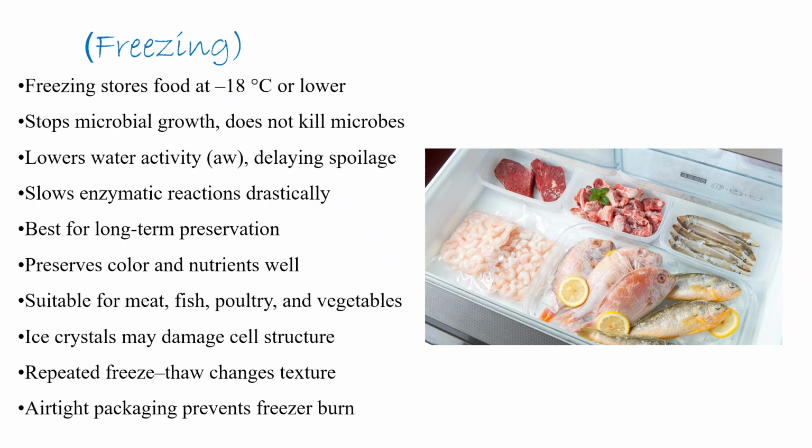It's one of the ancient food preservation methods. Prehistoric people were found to have preserved meat in ice caves. It is highly suitable for meat, fish, poultry and vegetables also. During the process of freezing, ice crystals are made. The water molecules inside the food come out and form ice crystals, and it may damage the cell structure. And with repeated freezing, when it is thawed, it changes the texture of food. After freezing, it can be stored in airtight packaging, which prevents freezer burn.